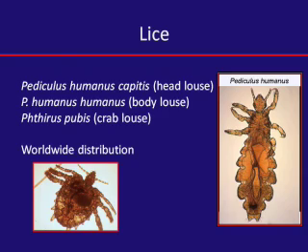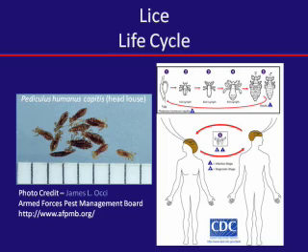Pthirus pubis is the crab louse. It's kind of gross, yeah. Anybody will tell you that after you're dealing with patients that have either of these, you're going to feel like you've got things crawling on you, and you're going to want to go home and shower. Even in developed countries like the United States, head lice are fairly common infections that pop up in schools.